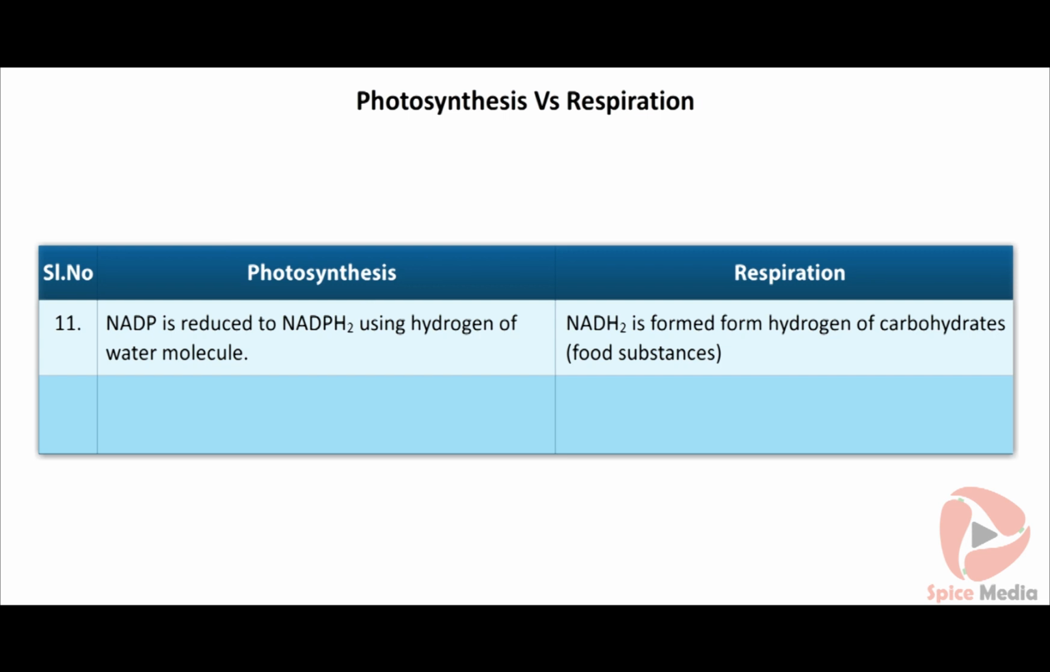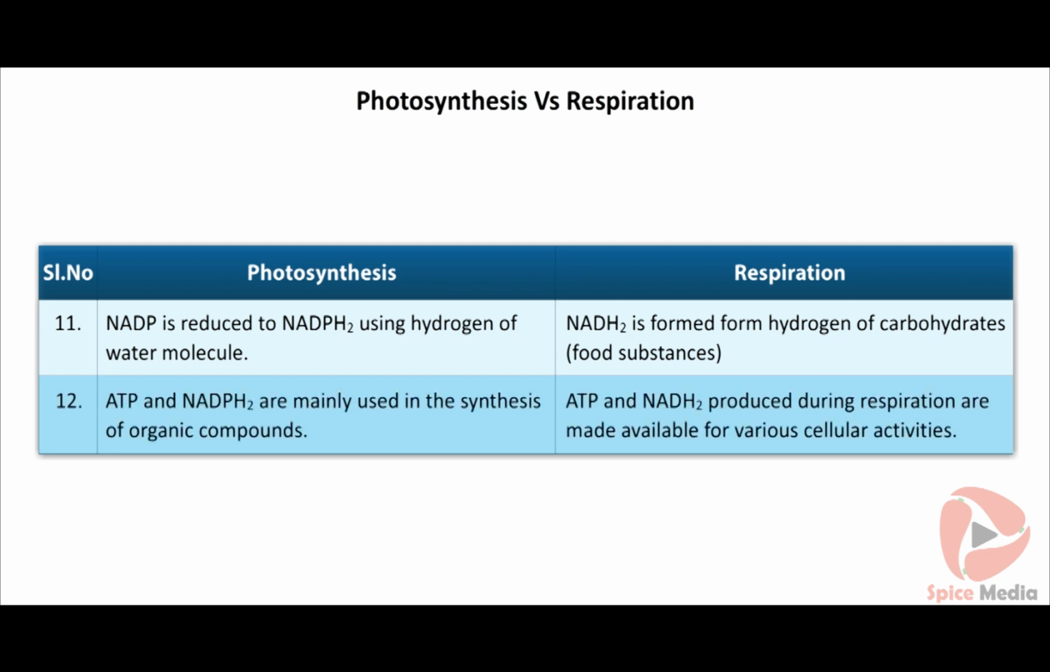During photosynthesis, hydrogen is taken from water molecules to reduce NADP to NADPH2. During respiration, hydrogen is taken from carbohydrate to produce NADH2. During photosynthesis, ATP and NADPH2 are used to synthesize organic compounds. ATP and NADH2 produced during respiration are made available for various cellular activities.